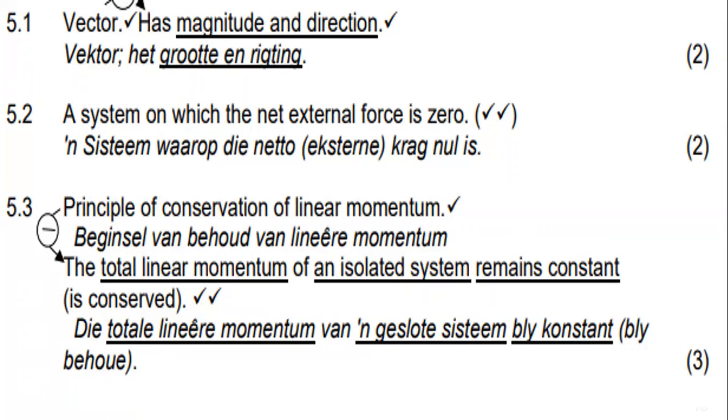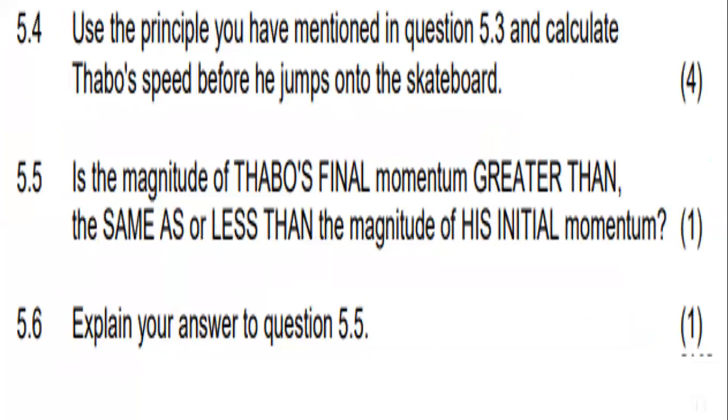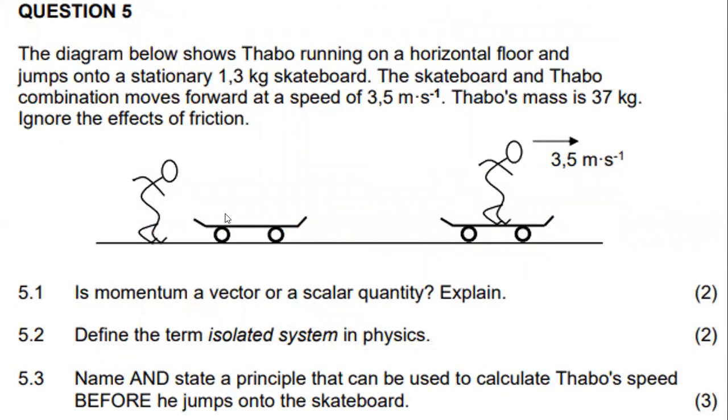Right. Then we move to the next question, and the next question is 5.4. Then we are required to use the principle you have named in question 5.3 and calculate Thabo's speed before he jumps onto the skateboard. Now, to get Thabo's speed, it's quite easy. Now, someone could say, but we were not given the mass of Thabo, and that is true. It was not given directly.